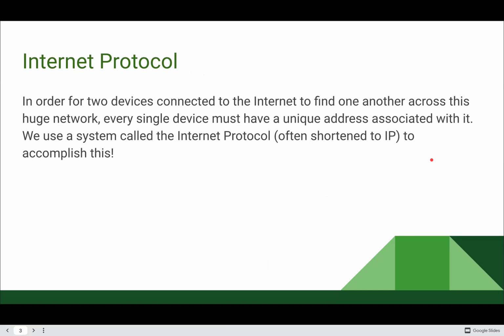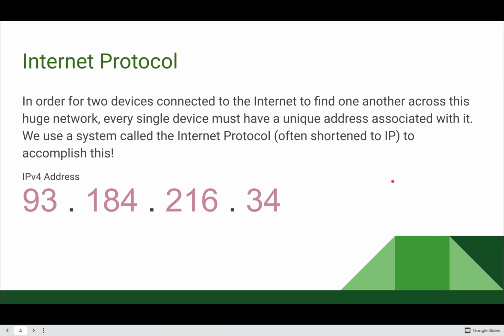So in order for 2 devices connected to the internet to find one another across this huge network of routers, every single device needs to have a unique address associated with it. We use a system called the Internet Protocol, often shortened to IP, to accomplish this goal. So the classic IP address is the IPv4 address. This is the one with which most of us are likely at least somewhat familiar.